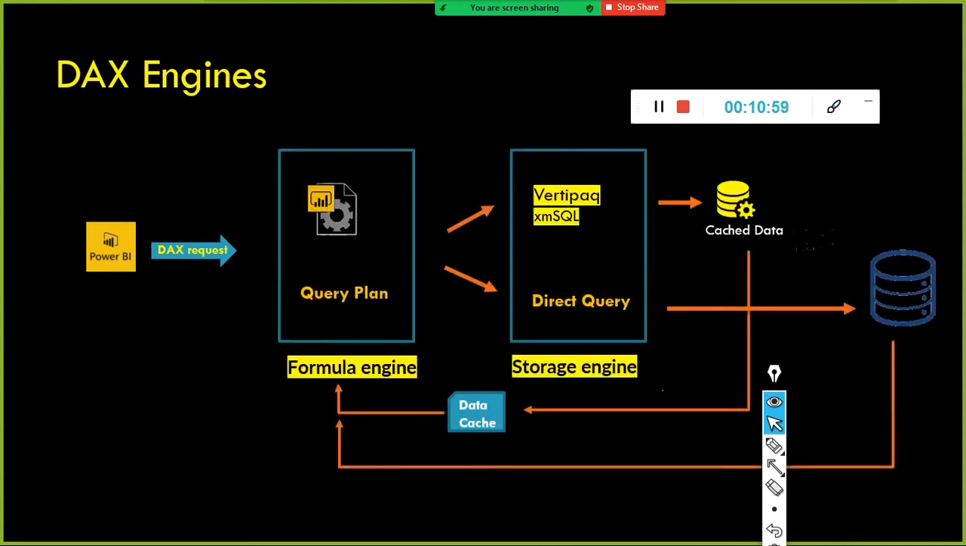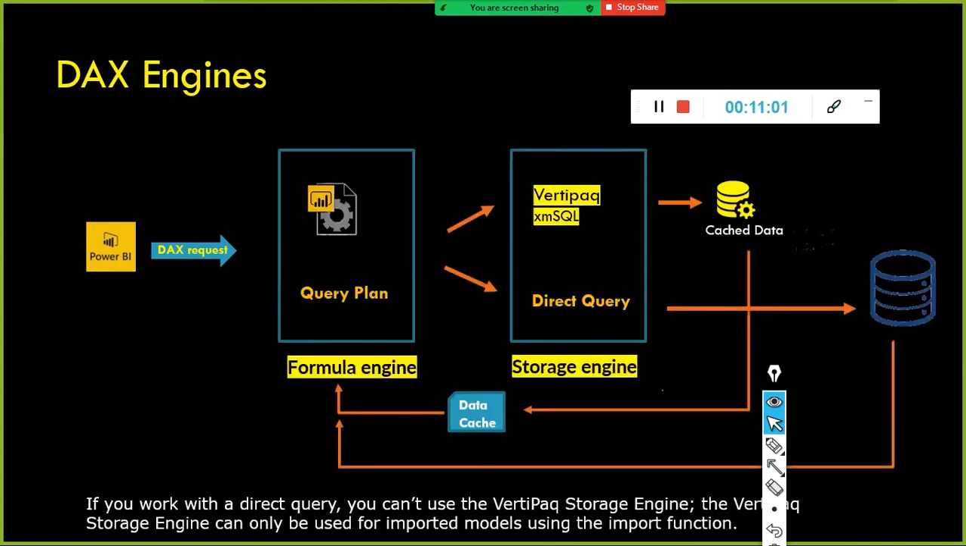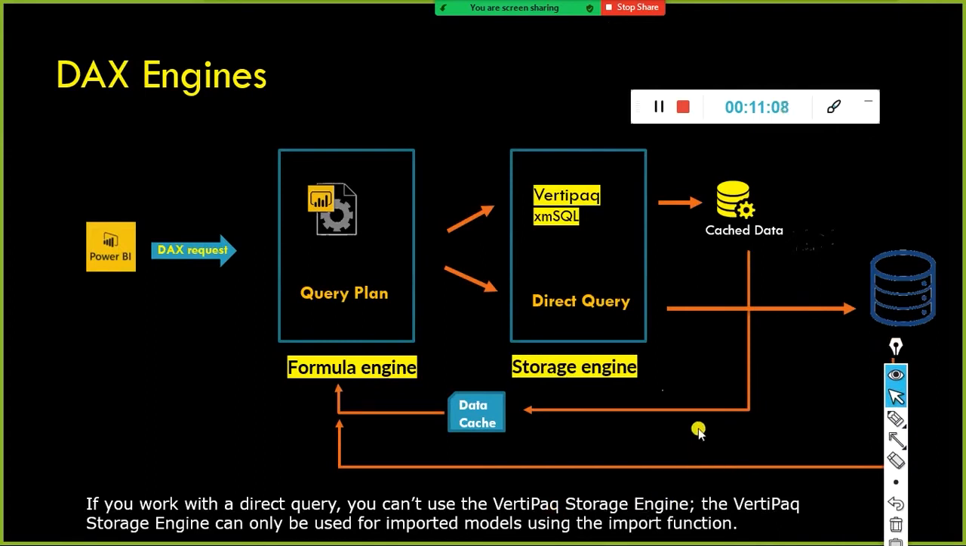That's what I mentioned here. If you work with DirectQuery, you cannot use the Vertipaq storage engine. Since you cannot use the Vertipaq storage engine, you cannot convert the tabular data into a columnar database, and you cannot do compressing and all those things. All these features are available only with Vertipaq or xVelocity.